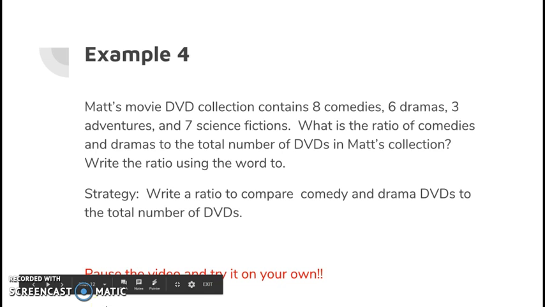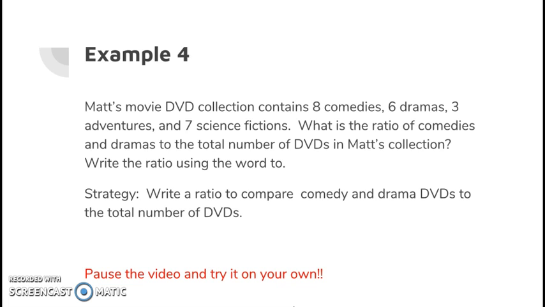In example 4, we're going to be talking about Matt's DVDs. Matt's movie DVD collection contains 8 comedies, 6 dramas, 3 adventures, and 7 science fictions. What is the ratio of comedies and dramas to the total number of DVDs in Matt's collection? Write the ratio using the word to. So your strategy is to write a ratio to compare comedy and dramas to the total number of DVDs. This one's going to take you a little more math action to get to the answer, so you may have to do more than one operation to find the answer. Pause the video, try it on your own first.